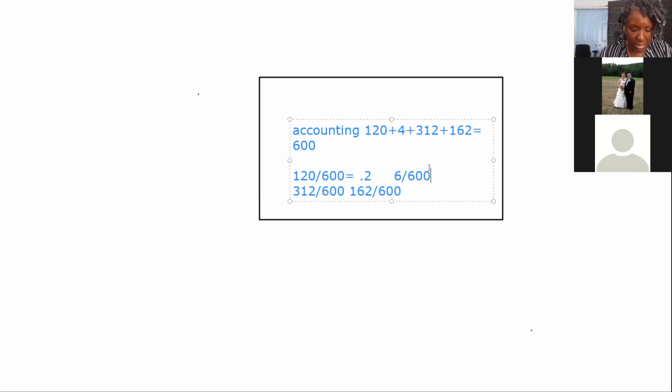6 divided into 600 gives you 0.01. Then I'm going to space here. The 312, which is the equivalent of molding department, I'm taking 312 and dividing it by 600. I get 0.52. I believe that's right. Yes, 0.52. Space a little bit. And then I take the 162 divided by 600. I get 0.27.